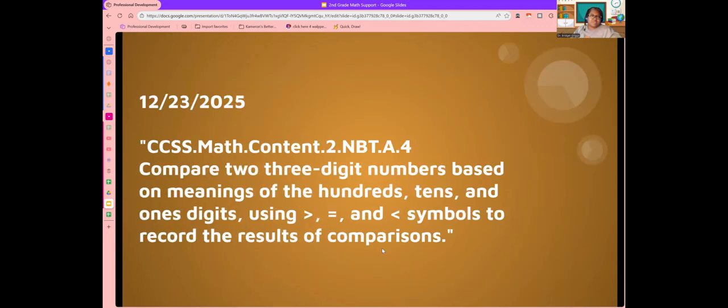Today we have compare two 3-digit numbers based on meanings of the hundreds, tens, and ones digits using greater than, equal to, and less than symbols to record the results of comparison. So we're going to be comparing some numbers. Let's look at a problem.